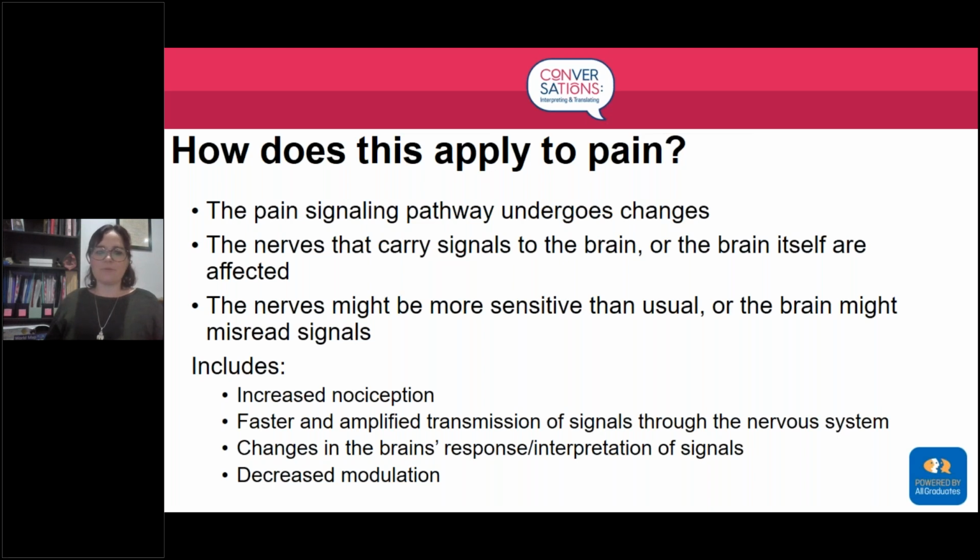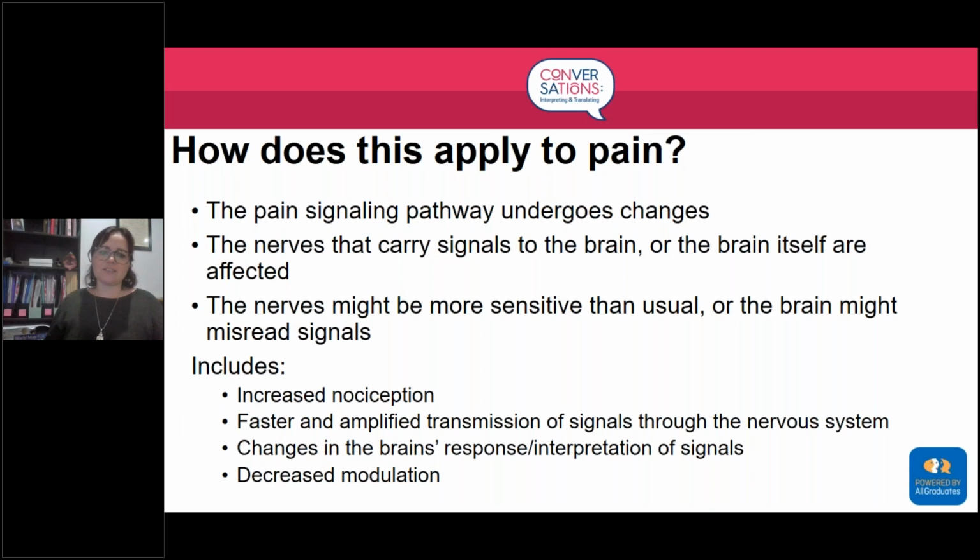So the pain signaling pathway undergoes changes. So those nerves that carry the signals, those nociceptive signals or danger signals to the brain, or the brain itself are affected. So the nerves might become more sensitive, or the brain might actually start to misread the signals. And as it misreads the signals and gives an interpretation that isn't as accurate, so it starts to look at the signals and think, oh, yep, danger, danger, danger, then it's going to keep giving us the sensation of pain. Instead of looking at the signals and thinking, no, it doesn't seem like too much danger, that's okay at the moment, it's very ready to give us the feeling of pain.